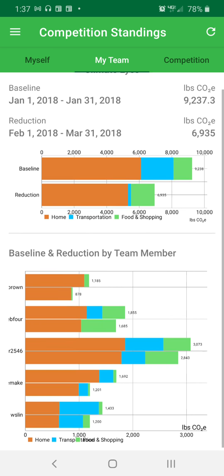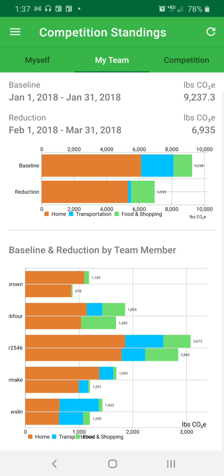And then below that, a number of bars for all 5 people on his team. Again, the upper bar is the baseline period, and below that is the bar for that individual that corresponds to their reduction. So you can see what parts of the carbon footprint are largest and smallest for each individual team member. And this is updated through the course of the competition as well. But this competition is over.